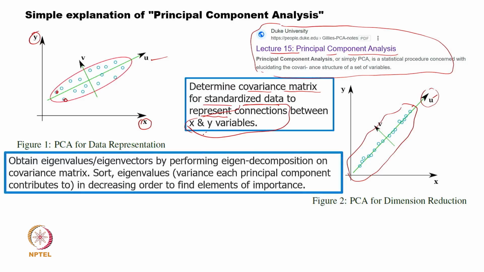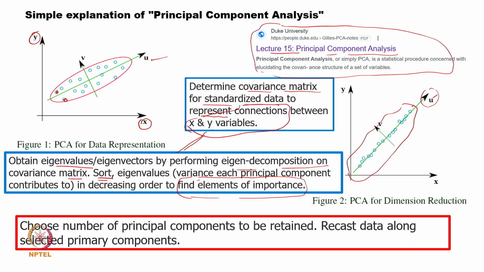And then for finding the principal component, that is, the u prime axis, we will find out the eigenvalues, and of course the eigen decomposition method will be utilized. We sort these eigenvalues in decreasing order to find out which eigenvalues or eigenvectors are important and what the elements of importance are.